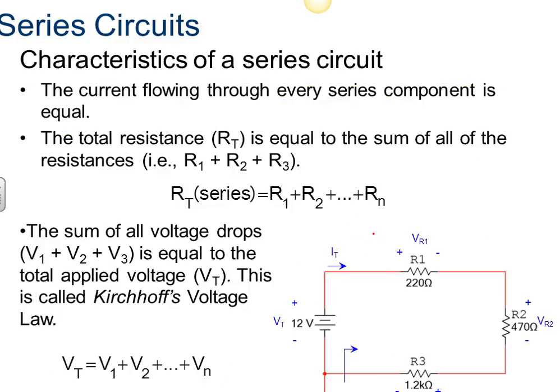So with a series circuit, let's look at some characteristics of a series circuit. And this is where our equations that we summarized at the beginning come from. First of all, the current flowing through every series circuit is equal, and through every component in the series circuit is going to be equal. The total resistance, RT, is equal to the sum of those resistances. Or here's our equation that we had.